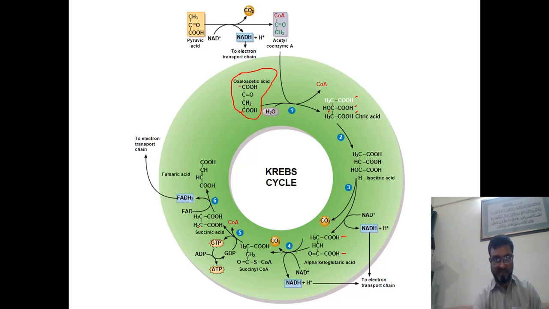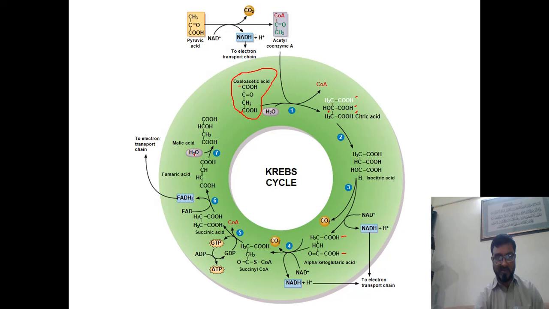This succinic acid, through the isomerase enzyme, is converted into fumaric acid. Again, it's a dicarboxylic acid. One hydrogen is released from this point, one hydrogen is released from this point, so there will be a double bond here, a CH=CH double bond. At this step, FAD is reduced in the form of FADH2, and this FADH2 will go into the electron transport chain.